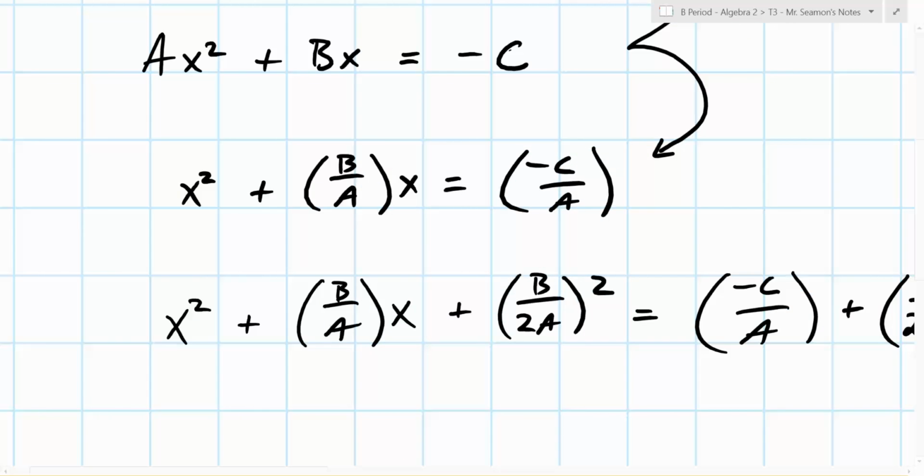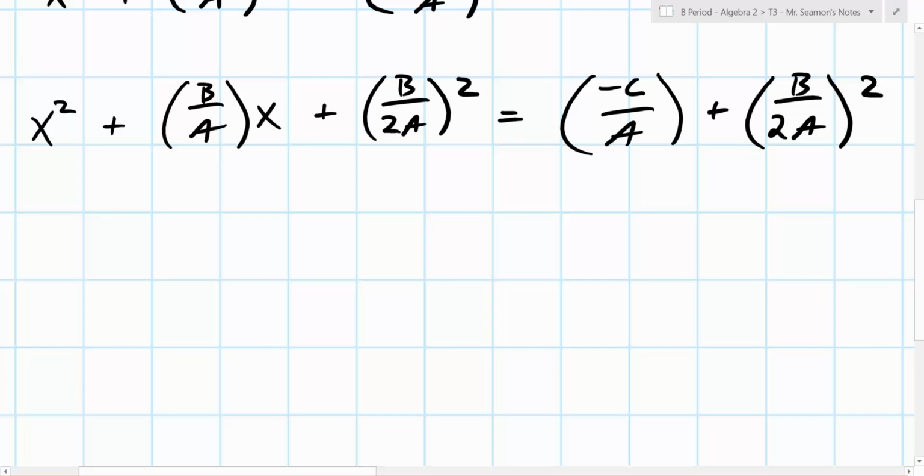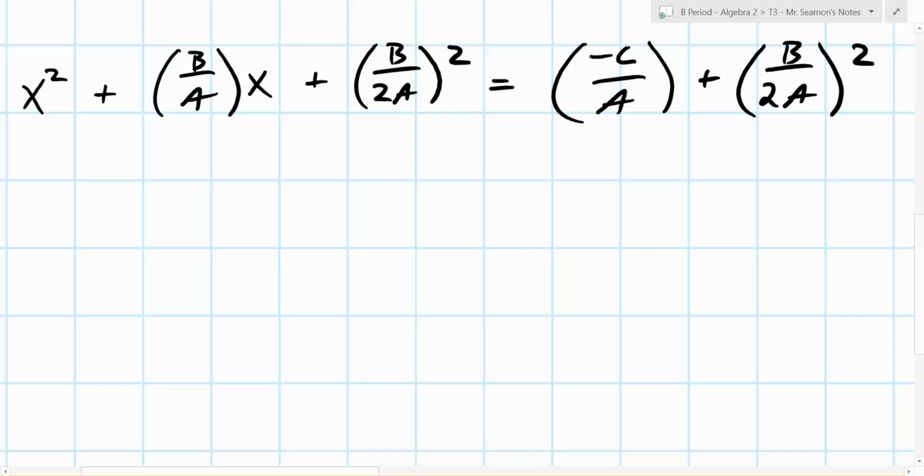So my question is, if my first statement is valid, which it is, since it can represent any quadratic, is this statement valid as well? Yes. I haven't done anything illegal. I haven't divided by 0. I haven't taken the square root of a negative number. I haven't added 5 to one side and 7 to the other. We still have a true statement.